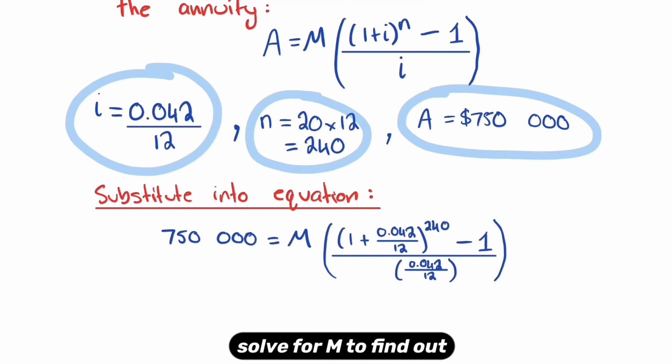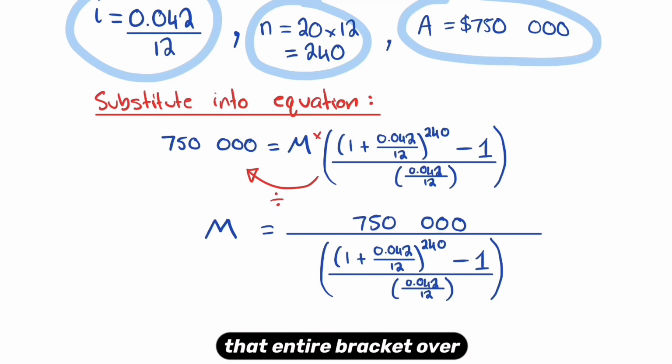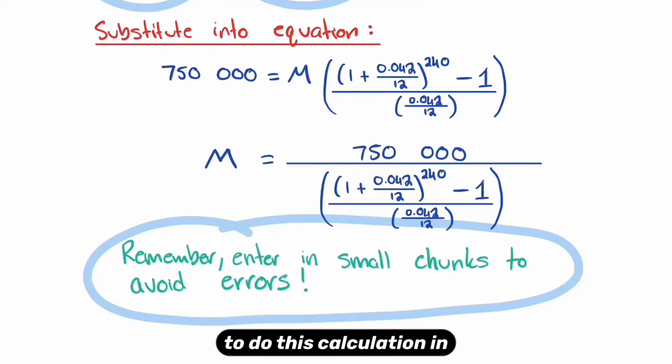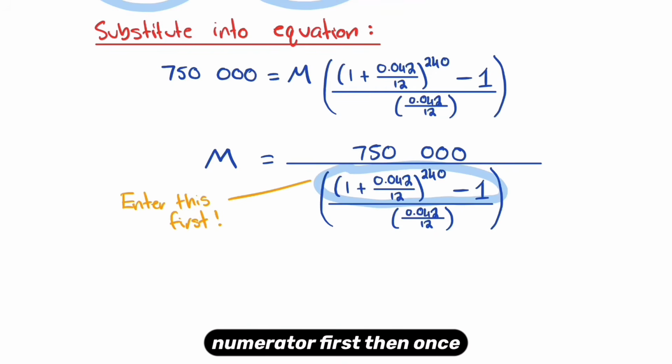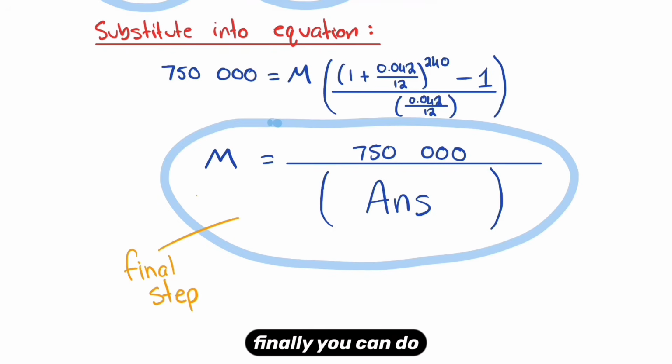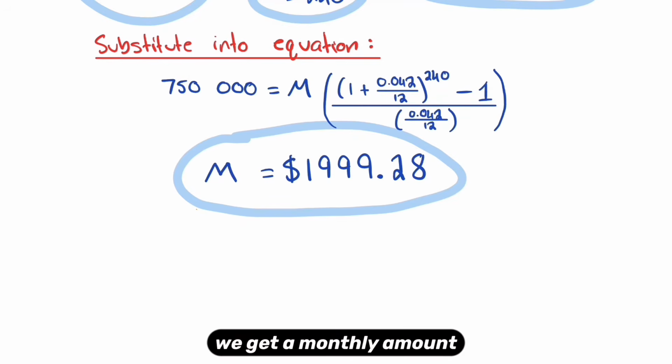Now we've just got to solve for M to find out what monthly payments over 20 years would get them to have 700,000. So moving that entire bracket over, we've got to divide. And this is where, remember, to avoid errors, it's good to do this calculation in small chunks. So you'd enter the numerator first. Then once you've got the answer to that, you can enter that in second. And then finally, you can do 750,000 divided by the answer. When we plug all of that in, we get a monthly amount of 1999.28.